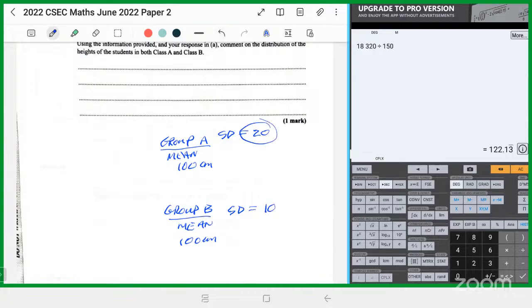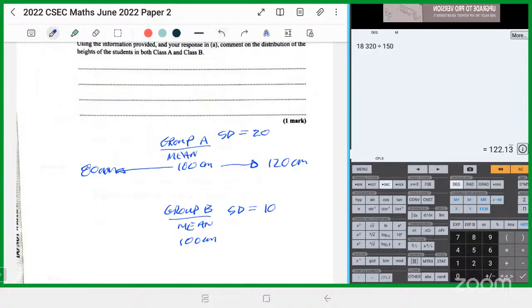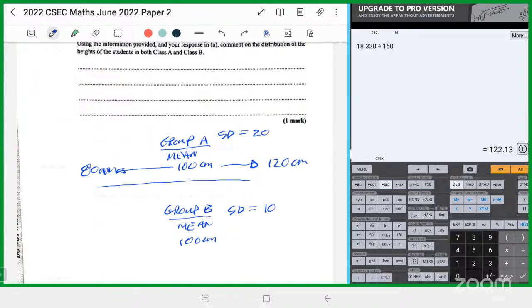Now what this 20 means is that the height of the students deviates from the mean by about maybe 20 more than the mean, so it might go up to 120 centimeters, and to about 20 less than the mean, maybe 80 centimeters. So this standard deviation is suggesting that the height of the students in group A is deviating widely between 80 to 120.